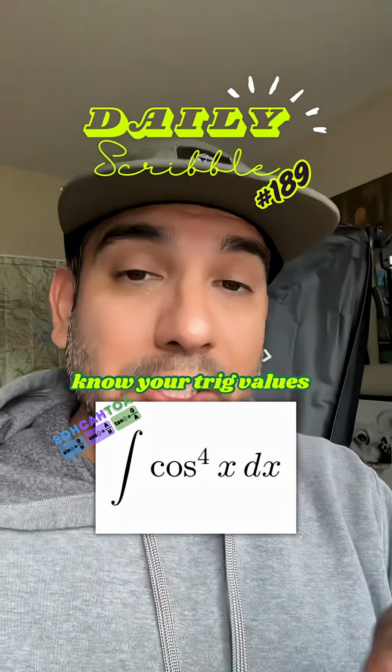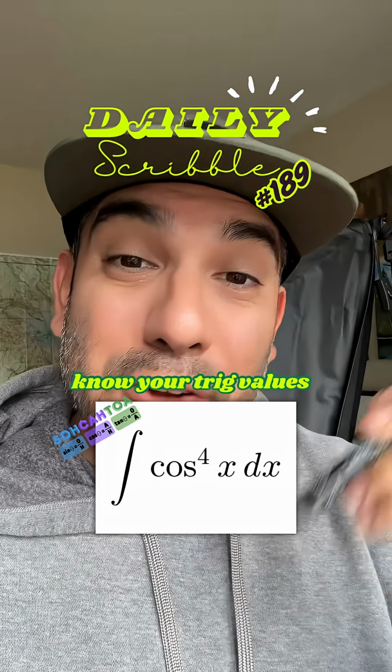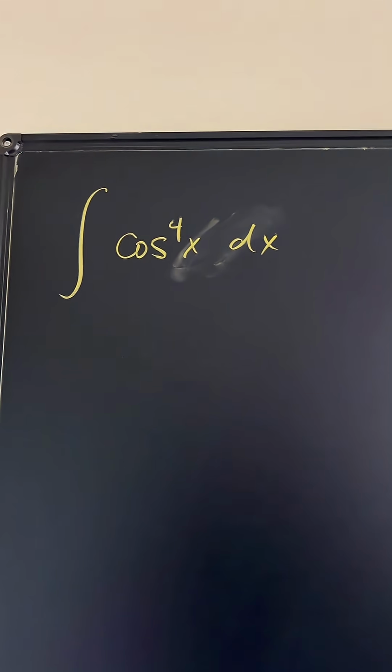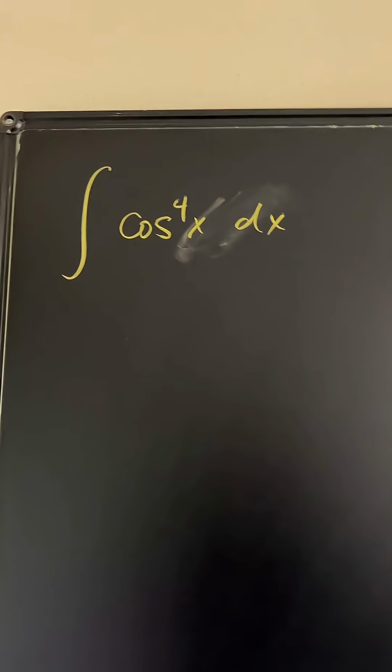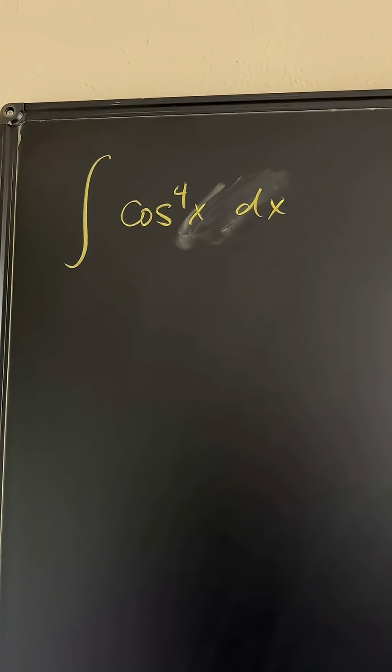In this episode of Daily Scribbles, we're gonna go ahead and do an integral that a lot of calculus students just hate. It's simple. We have the integral of cosine to the power of 4 with respect to x. And now, in order to solve this, we need to know a specific identity.